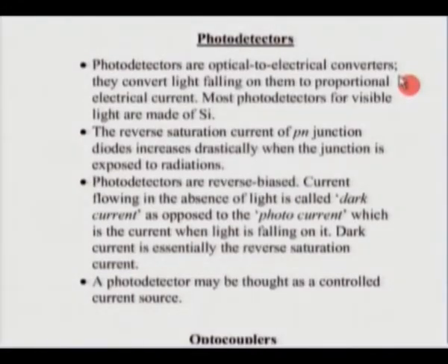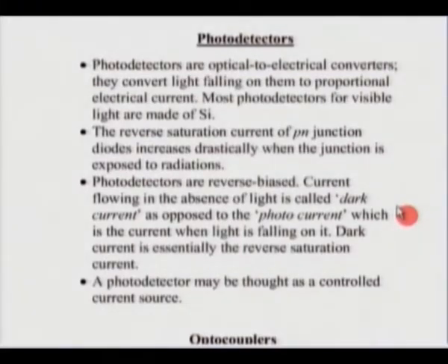In a photodetector, the reverse bias junction is exposed to light, and the light energy, the photon energy, would be sufficient to break covalent bonds, which would result in what is called photocurrent. Now, in a photodiode, when you do not shine any light, you have a current which is called dark current, which is essentially the reverse saturation current, as opposed to what is called a photocurrent, which is the current which flows due to light.